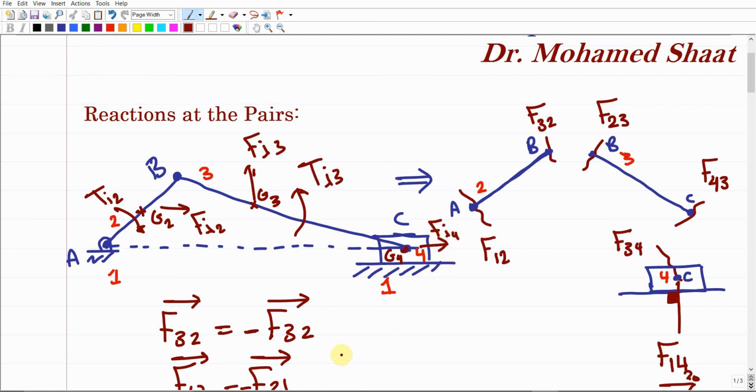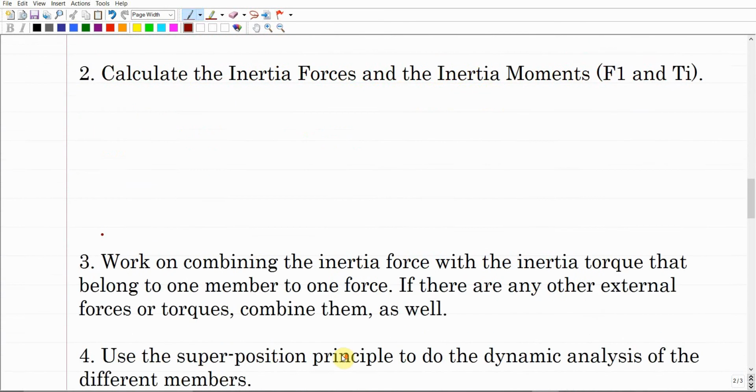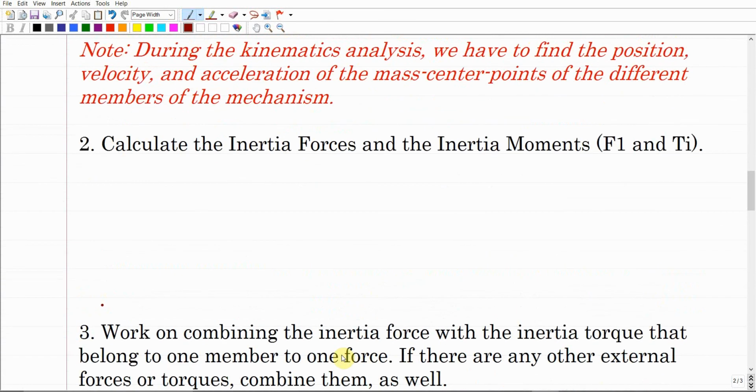So this is the objective of the second step. The objective of the second step is just to calculate these inertia forces and inertia moments for any length that rotates or moves, depending on its type of motion. If there is any rotation, there should be an inertia moment. If there is no rotation, there should be only an inertia force.